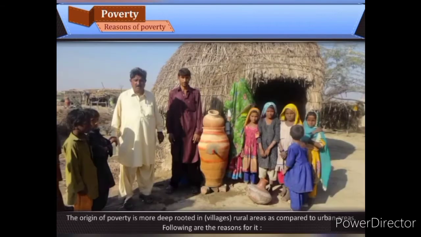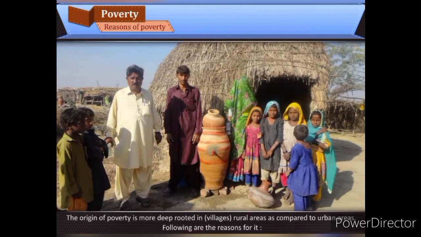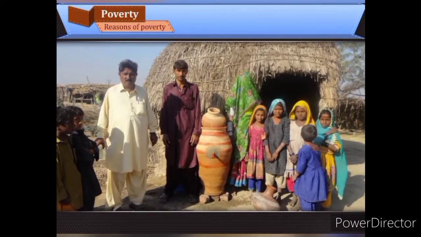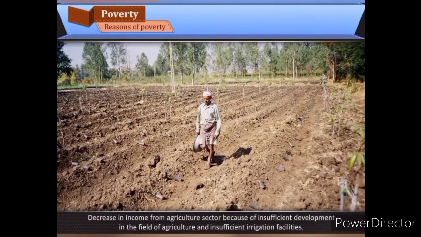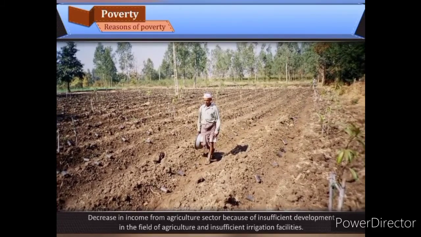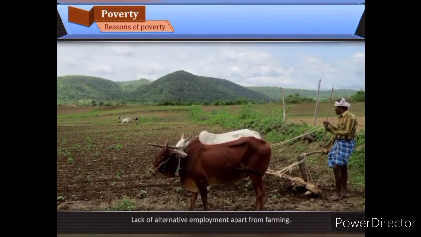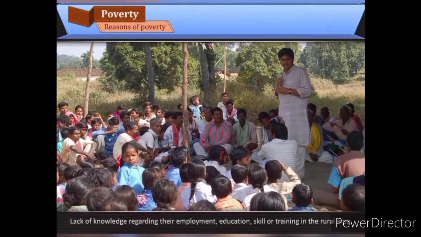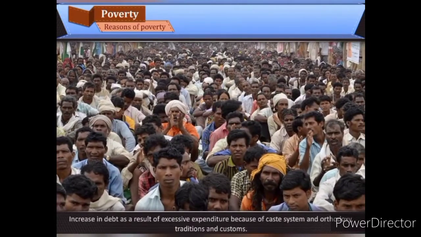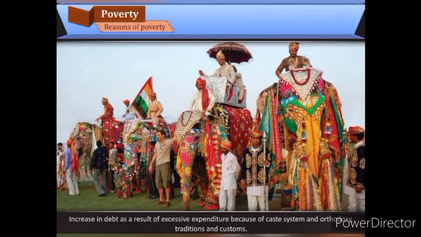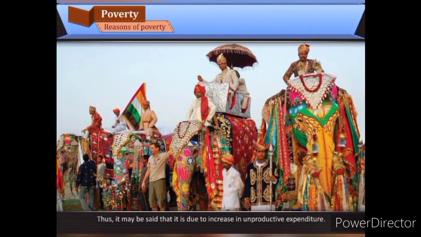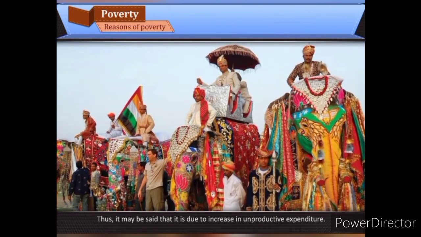Reasons of poverty. The origin of poverty is more deep-rooted in villages, rural areas, as compared to urban areas. Following are the reasons for it. Decrease in income from the agriculture sector because of insufficient development in the field of agriculture and insufficient irrigation facilities. Lack of alternative employment apart from farming. Lack of knowledge regarding employment, education, skill or training in the rural area. Increase in debt as a result of excessive expenditure because of caste system and orthodoxy, traditions and customs. Thus, it may be said that it is due to increase in unproductive expenditure.